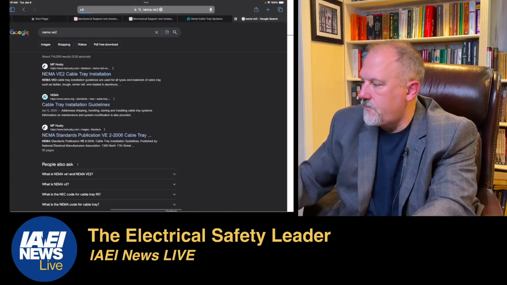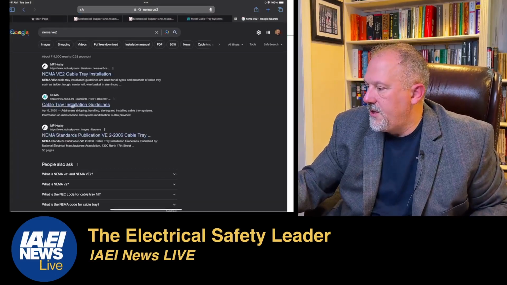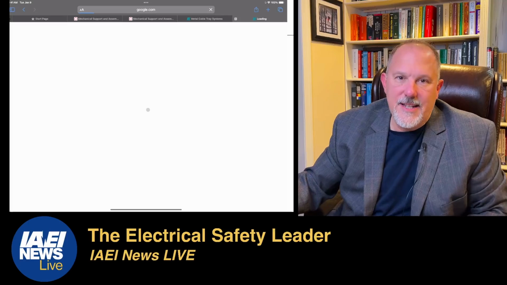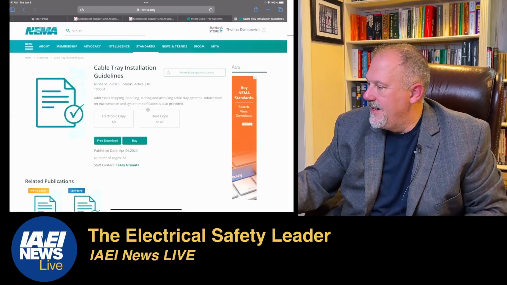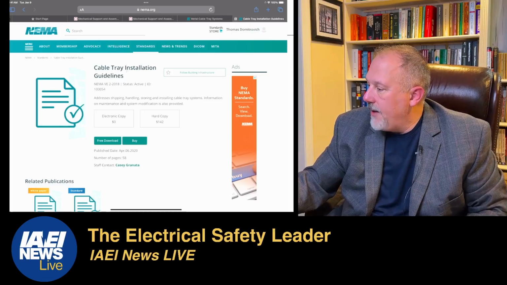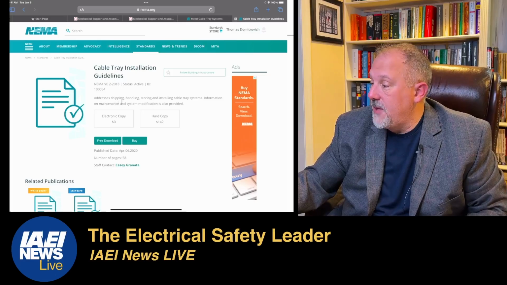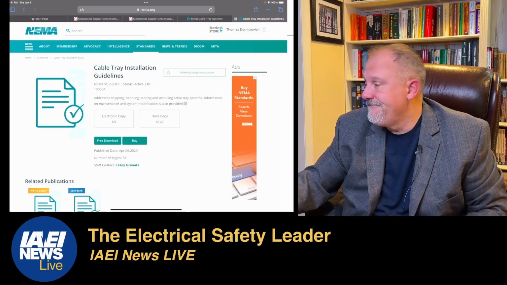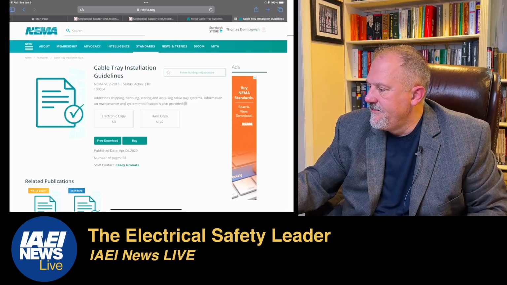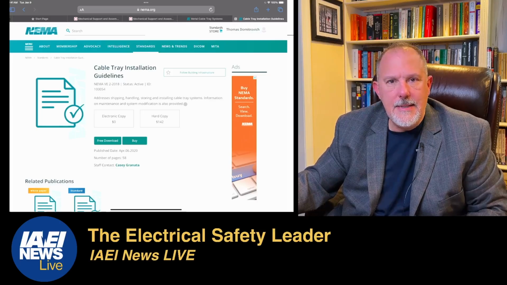VE2. NEMA VE2 is cable tray installation guidelines, addressing shipping, handling, storing, and installing cable tray systems. Ooh, maintenance.